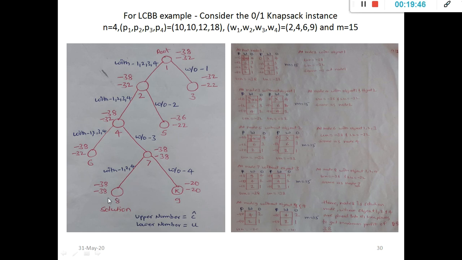Compare the values at node 8 and node 9. At node 8 the value is minus 38, which you have to compare with minus 20. Obviously minus 38 is the minimum value and node 8 is the solution node. With this we can say that node 8 is the solution node. Finally we conclude that in the knapsack we include object 1, we include object 2, we do not include object 3, and we include object 4 to get the maximum profit of 38.